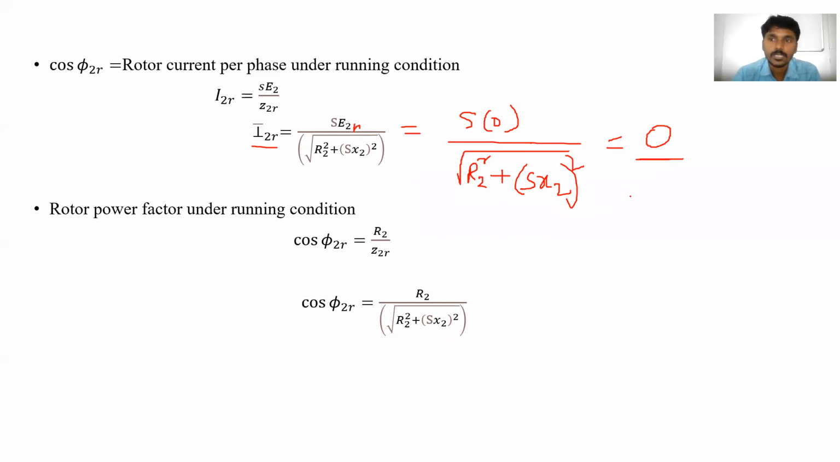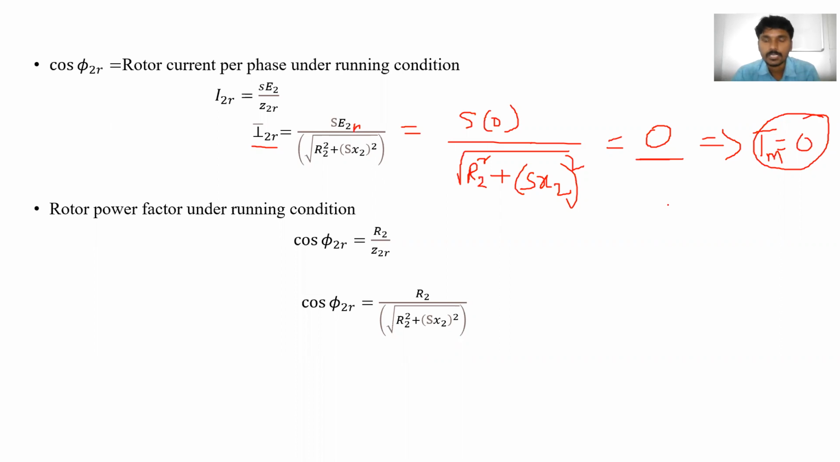Clear? If the rotor current under the running condition is 0, there is no chance to produce flux in the rotor circuit, and no chance to produce torque in the rotor circuit. If there is no current, there is no chance to produce the torque. That's why the torque is also 0. The motor torque is 0, and when the motor torque is 0, the motor is going to be stopped.